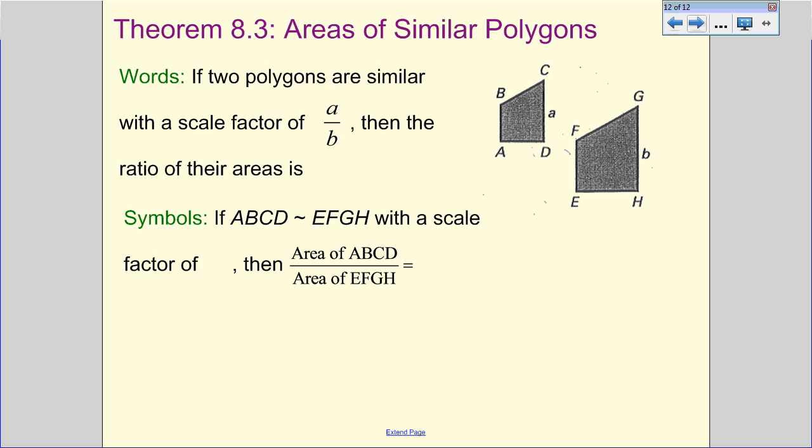That if you have two similar polygons, whether they're rectangles, trapezoids, squares, we're going to look at hexagons, pentagons. If the polygons are similar and they have a scale factor of A over B, then the ratio of their areas is A squared over B squared. So what does that look like in symbols? If they have a scale factor of A over B, then the area of ABCD over the area of EFGH is equal to A squared over B squared.